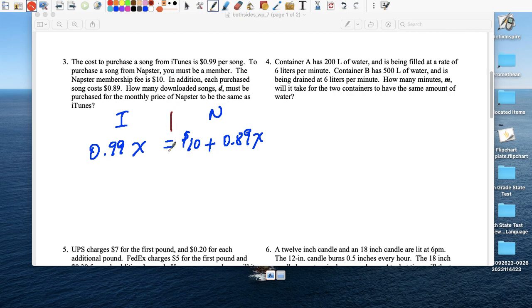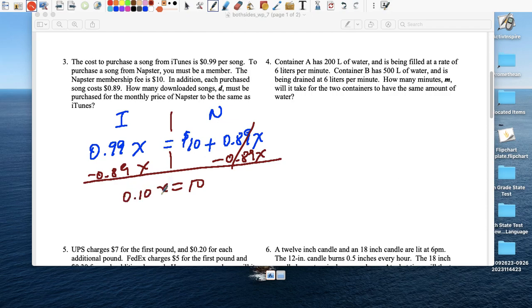Well, again, there's no distributive property, there's no combining like terms. Let's get rid of the 0.99x by subtracting 0.89x. This goes away. I'm left with 10. This is just 0.10. Divide this by 0.10 and divide this by 0.10, right? So x would be 100 songs. So if you downloaded 100 songs, it doesn't matter if you chose iTunes or Napster.